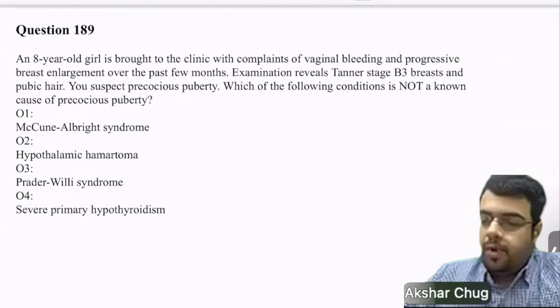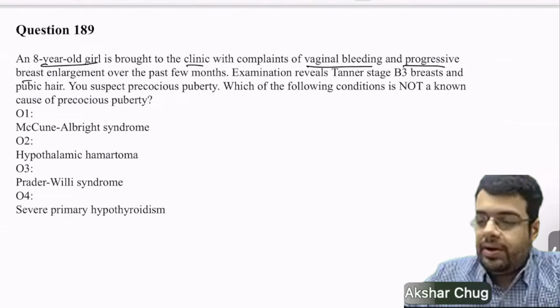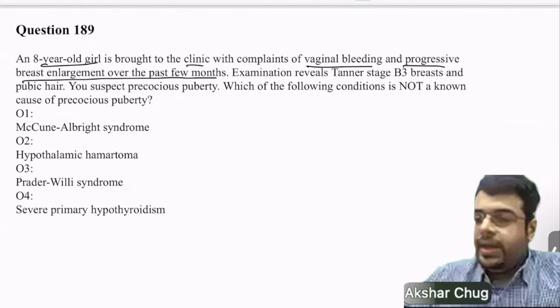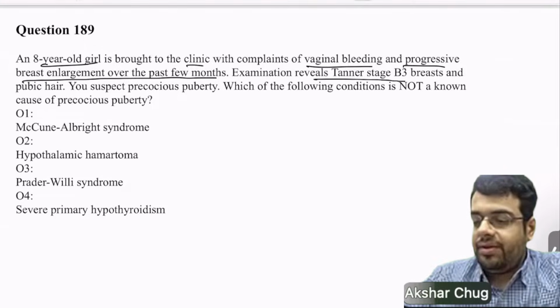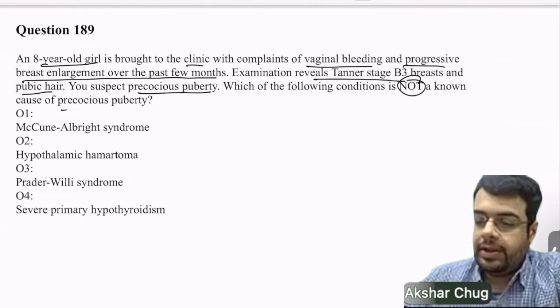An 8-year-old girl comes to the clinic with complaints of vaginal bleeding and progressive breast enlargement over the past few months. Examination reveals Tanner stage 3B breasts and pubic hair. You suspect precocious puberty. Which of the following conditions is not known to cause precocious puberty?